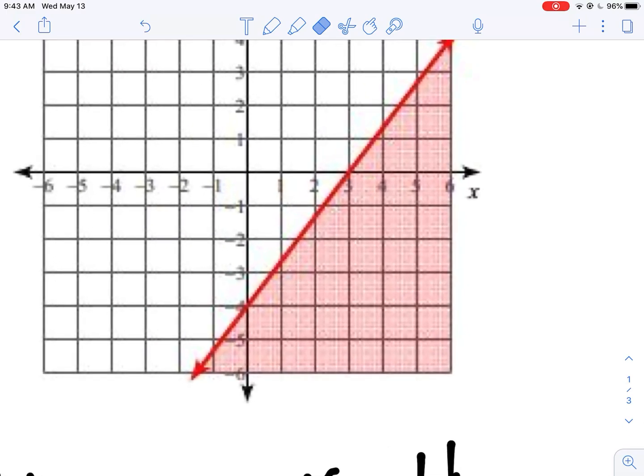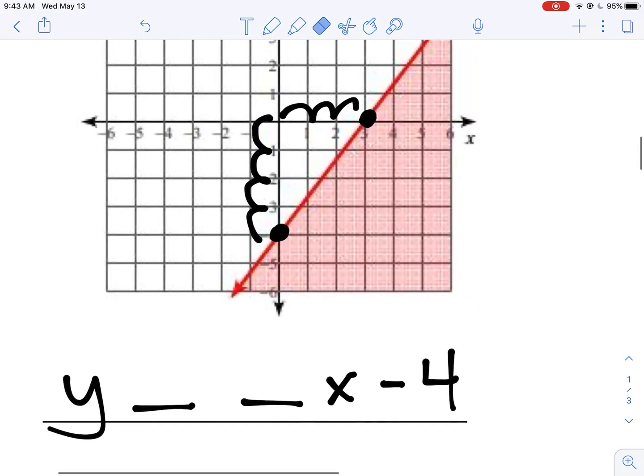So again, you want to find 2 clear ordered pairs that line goes through. I know it goes through here. Not clear, not clear. Oh, it goes through right here. So let's figure out how we get there. Go up 1, 2, 3, 4. Then we go over 1, 2, 3. All right, so we get 4/3. So I can fill in my slope now. Y blank 4/3 x minus 4.